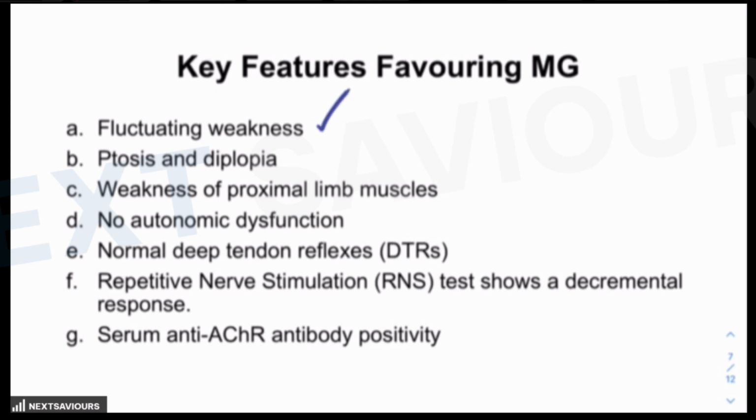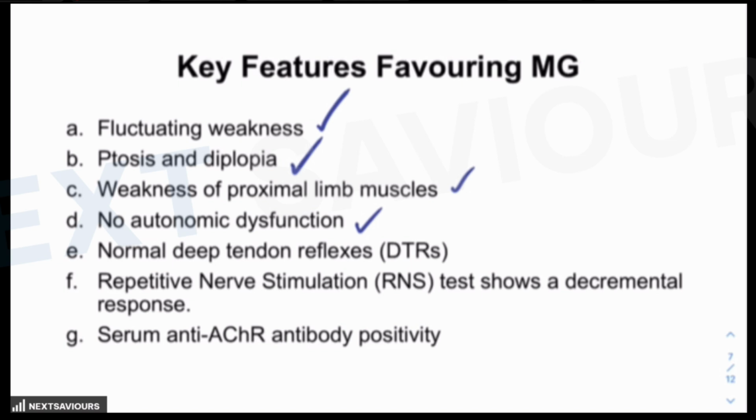That means there is fatigability. Then there will be ptosis and diplopia without pupillary involvement, because myasthenia gravis spares the pupil. Weakness of the proximal limb muscles, more than that, means arms are more commonly affected compared to the legs. Now, no autonomic dysfunction, which is present in case of Lambert-Eaton syndrome.